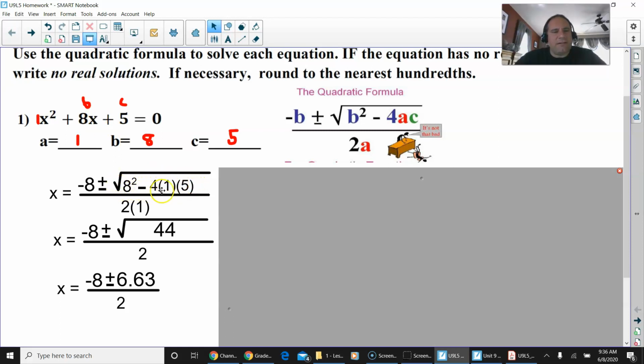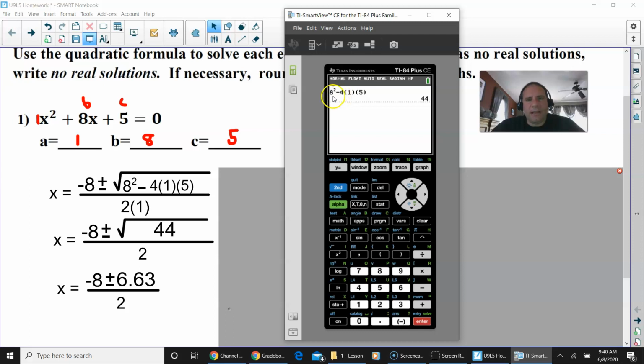I put the part underneath the square root directly into the calculator, and I got 44. So it's 8 squared minus 4 times 1 times 5, which is 44. The square root of 44, if I put that into the calculator, and this is exactly what you use your calculator for, becomes 6.633. It says if necessary round to the nearest hundredth, so I did 6.63. That is the square root of 44. It is negative 8 plus or minus 6.63 divided by 2.